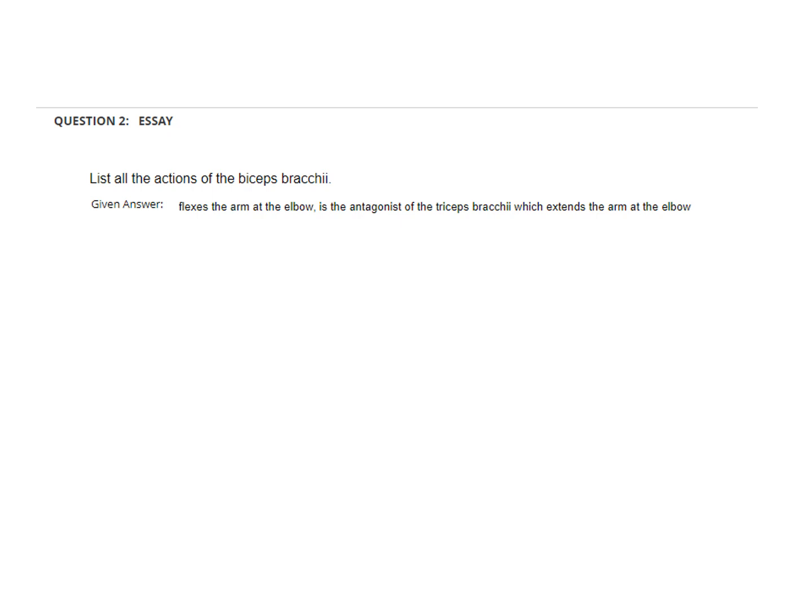So looking at the rest of this answer, flexes the arm at the elbow, that's great. Is the antagonist of the triceps brachii, which extends the arm at the elbow. That's true, but that's not really its action, right? If you know that the triceps extends and you know that the biceps flexes, then by definition, it's an antagonist. You do not have to provide the antagonistic muscles.